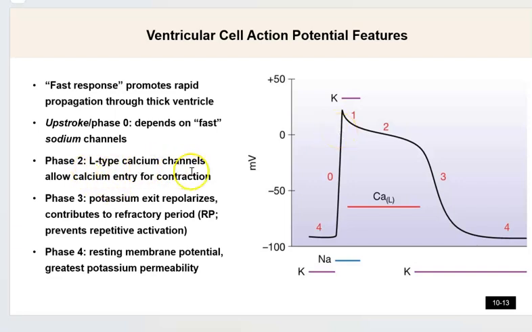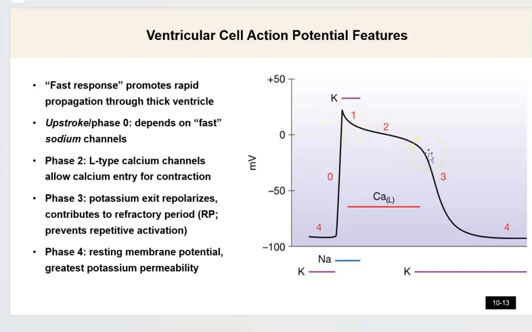Phase 2 is the L-type calcium channels allow calcium re-entry for the contraction. Remember, what they're showing here is when the K is exiting out, but then here's where the calcium comes back in. So there's a little bit of a delay, which is why we get the notch. The potassium is leaving, and then the calcium is flooding back in, so we level off through 2.